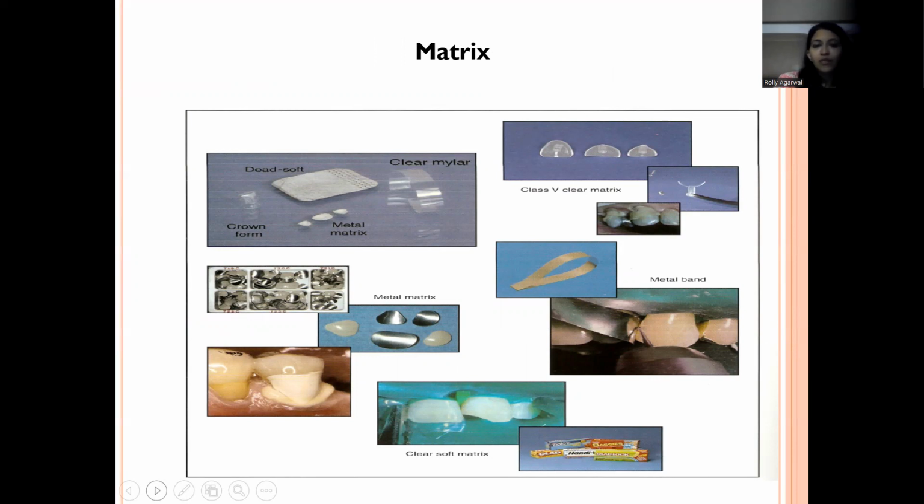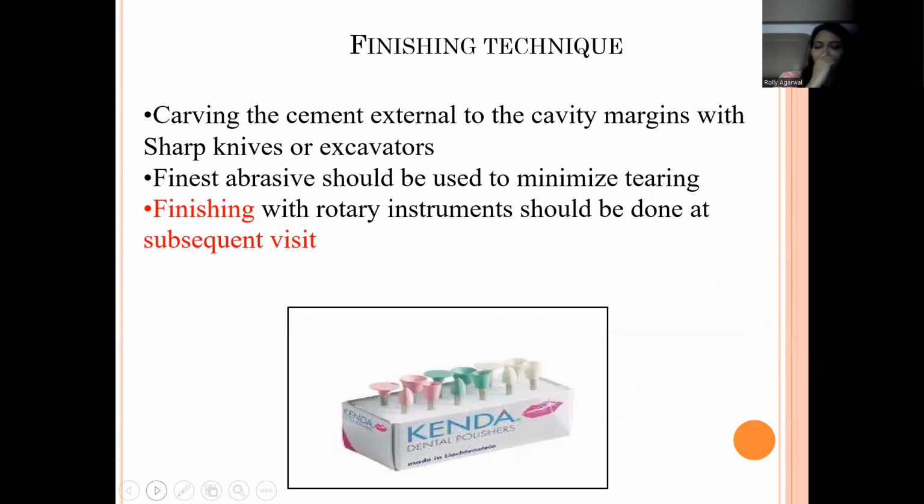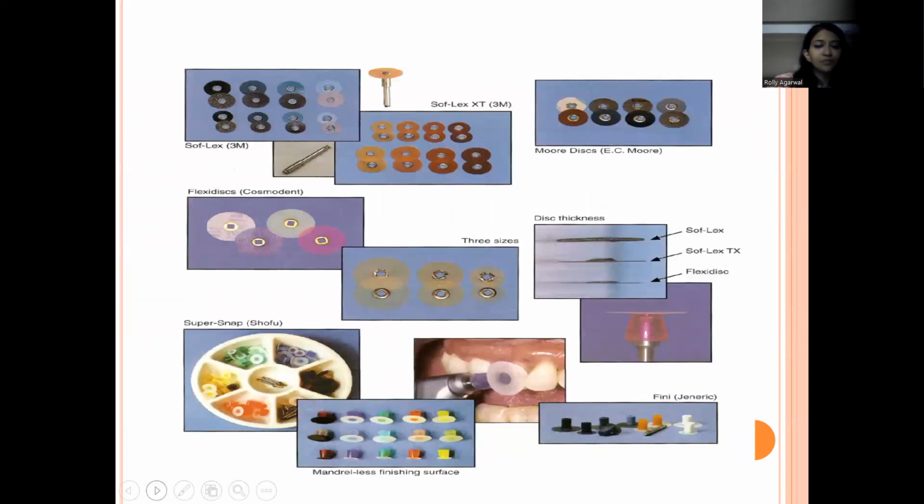What kind of matrices can be used? Class 5 clear matrices, metal matrices, mylar strips, metallic matrices, all of these have been tried with the glass ionomer cements. Carving the cement external to the cavity margins with sharp knives or excavators. Now you should not break it or pull it once the setting has taken place, because then the marginal integrity will be disturbed. So you have to cut it and remove it with sharp knives or excavators. Then after 24 hours, finishing and polishing can be done.